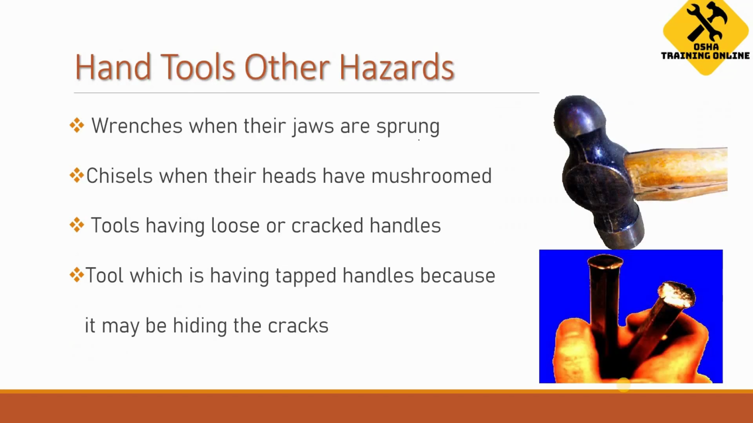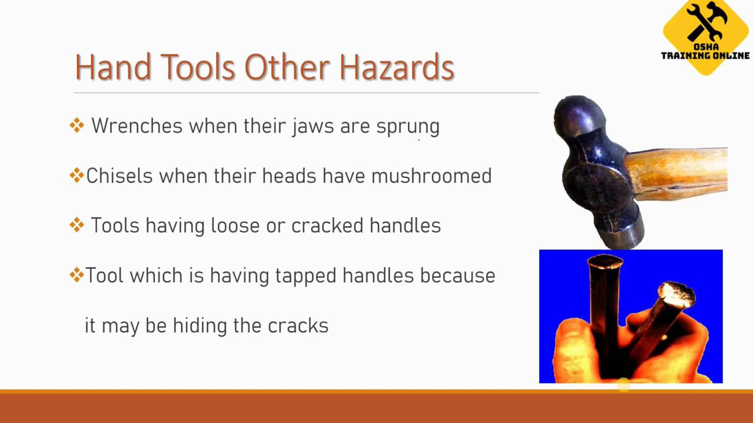Now there are some other hazards involved with hand tools. For example, there may be wrenches whose jaws are sprung. You may have seen a wrench in your daily life. It may be the case that its jaws or its head are sprung. Sprung means it may move suddenly, like it may be loose. So it's not safe. If he's working and the jaw or the head suddenly moves in and out, it's not good for the worker. It may injure the worker's hand.